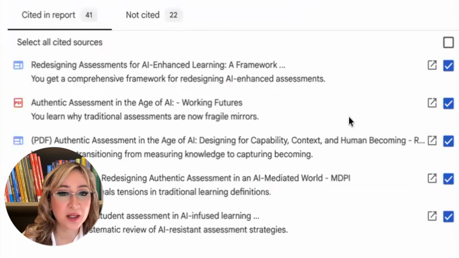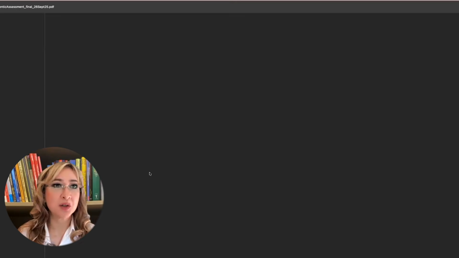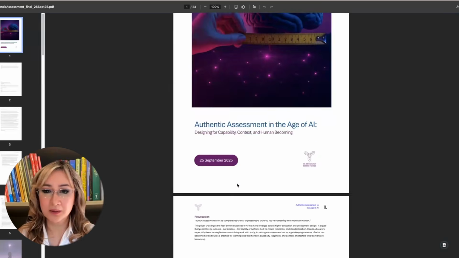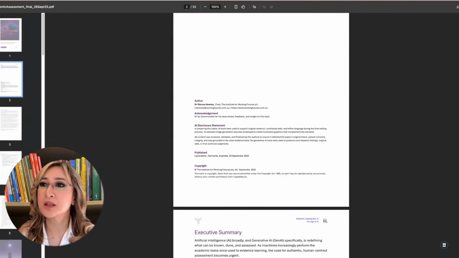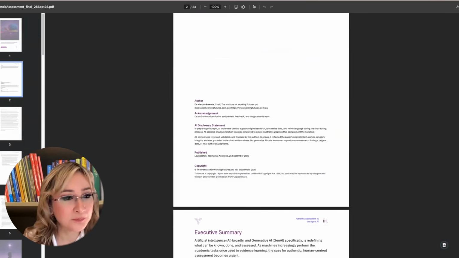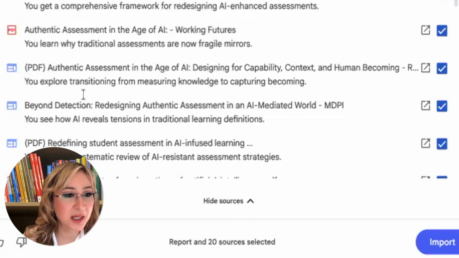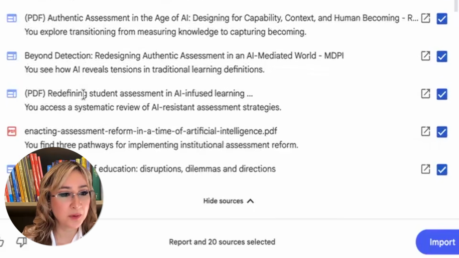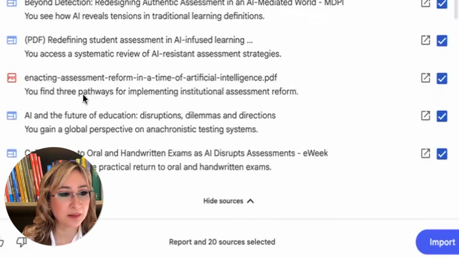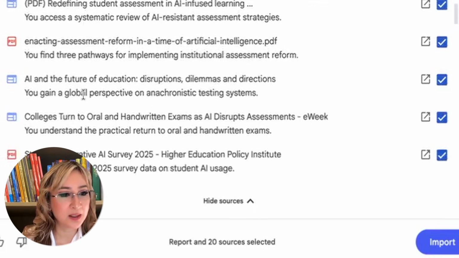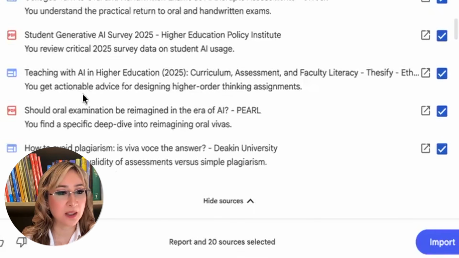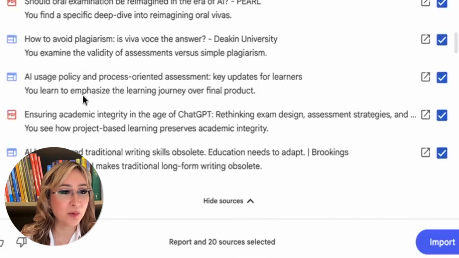Authentic assessment in the age of AI. So let's have a look. Working futures. I mean, I just don't want any Reddit and blog articles. Yeah, okay. Yep, this looks like an interesting article. Okay, beyond detection, redesigning authentic assessment. So, look, I'm going to go through these. I'm going to hit the pause button, and I'm going to go through these and then decide which ones I want to keep, which ones I don't want to keep. But for now, oh, here we go.